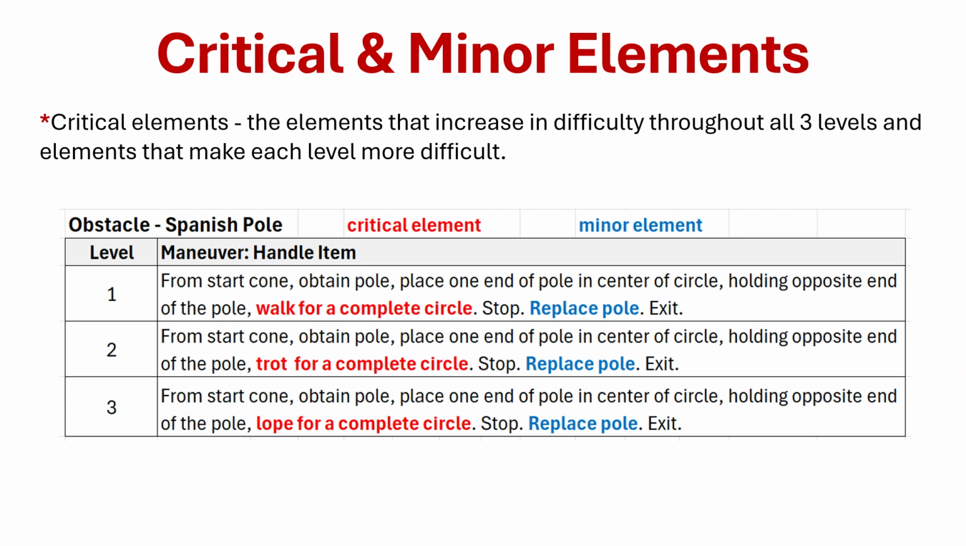You can see that the instructions for the Spanish pole say from start cone, obtain pole, place one end of the pole in the center of the circle, holding opposite end of the pole, walk, trot, or lope a complete circle. This is the critical element because this is the element or maneuver that increases in difficulty for each level. You can also see that replace the pole is the same for each level, so it would be considered a minor element.